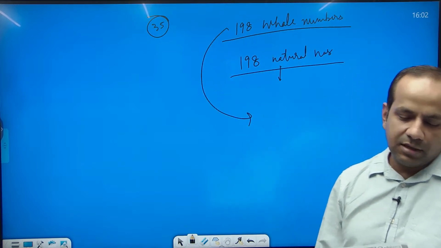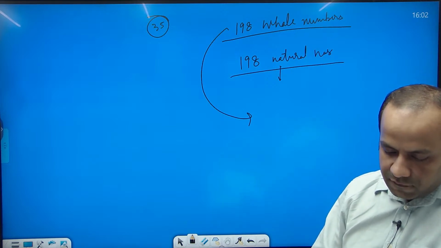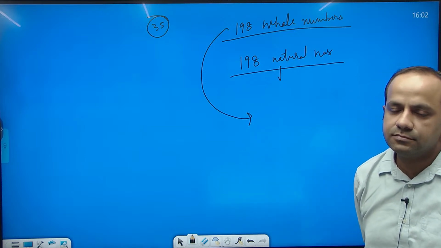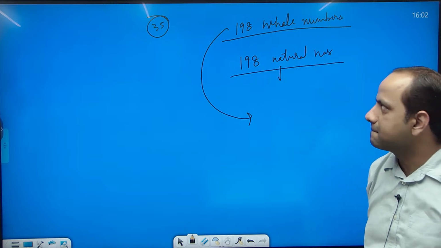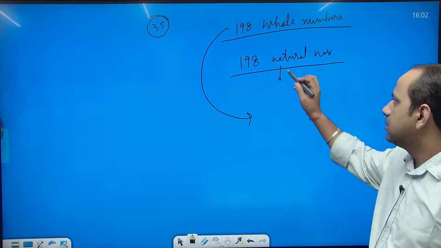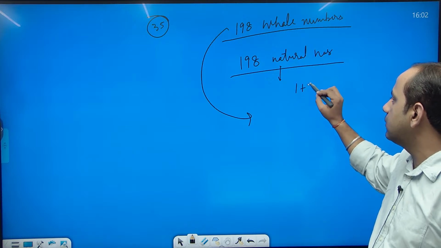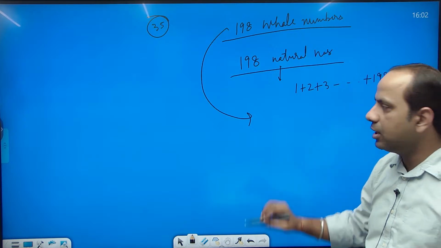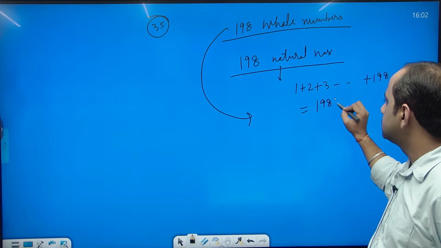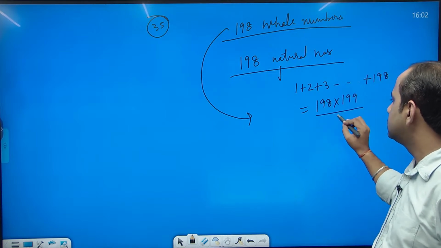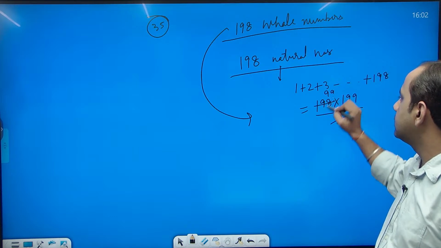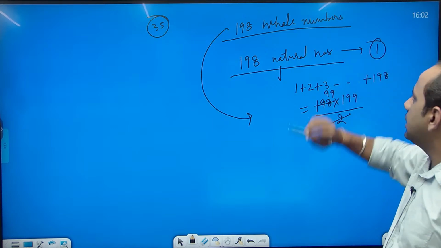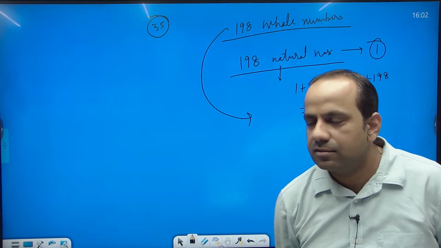We need to find the sum of 198 natural numbers and its unit digit. So the sum will be 1 plus 2 plus 3 and so on up to 198. And we know the formula: n into n plus 1 divided by 2. That is 99 into 199. Your answer will be 1. So in the case of natural numbers, the unit digit will be 1.